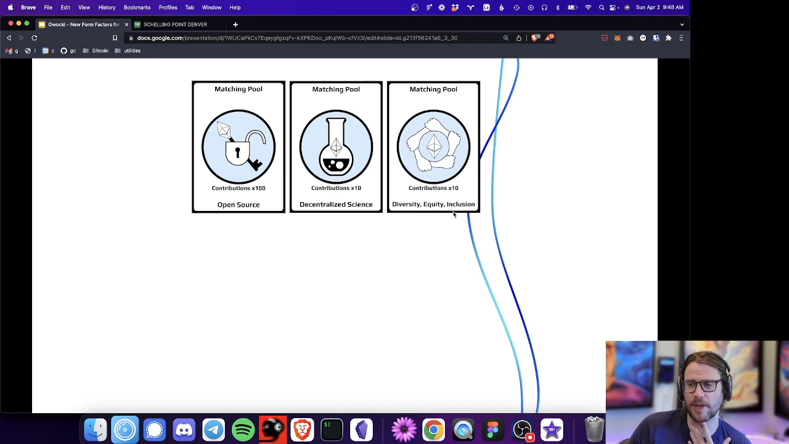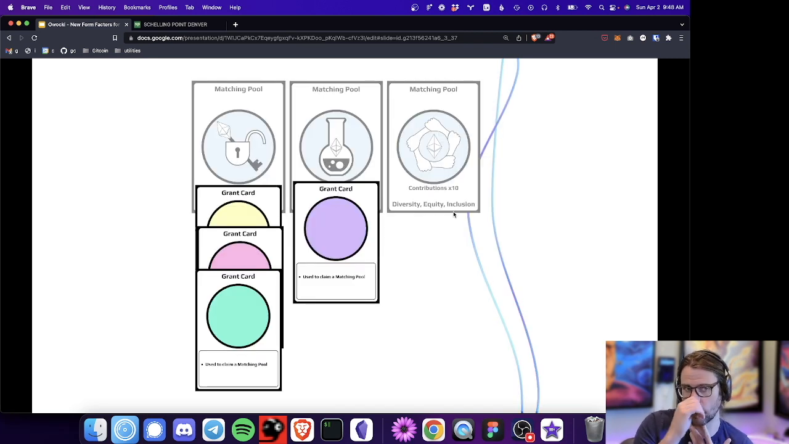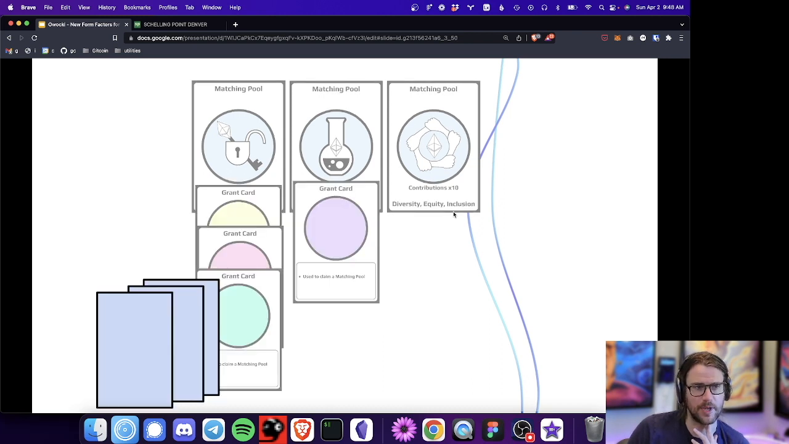And then from there, players are encouraged to play a grant card in whatever matching pool they want to compete in. So in this example, grant cards for the yellow player, the red player, the green player, and the purple player are being played. And from there, the game actually starts, and people can contribute to their favorite grants and try to earn points by contributing to the public goods that they care about.